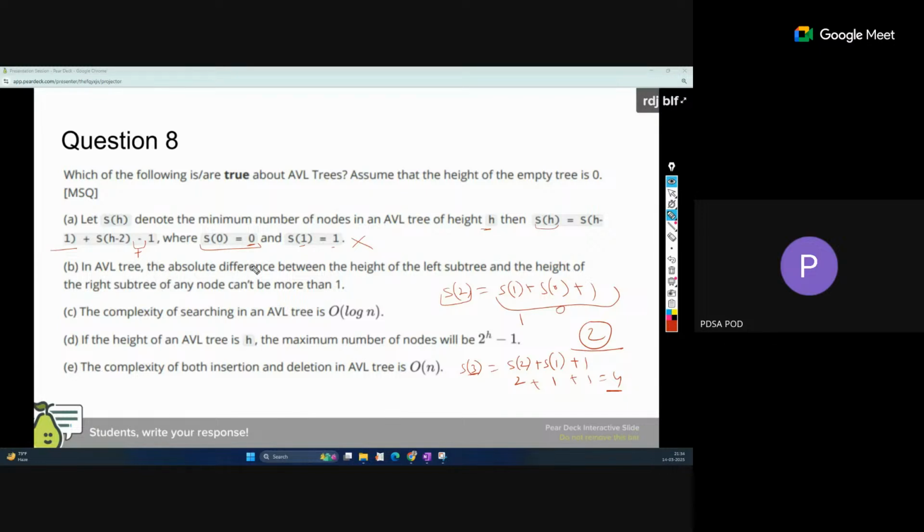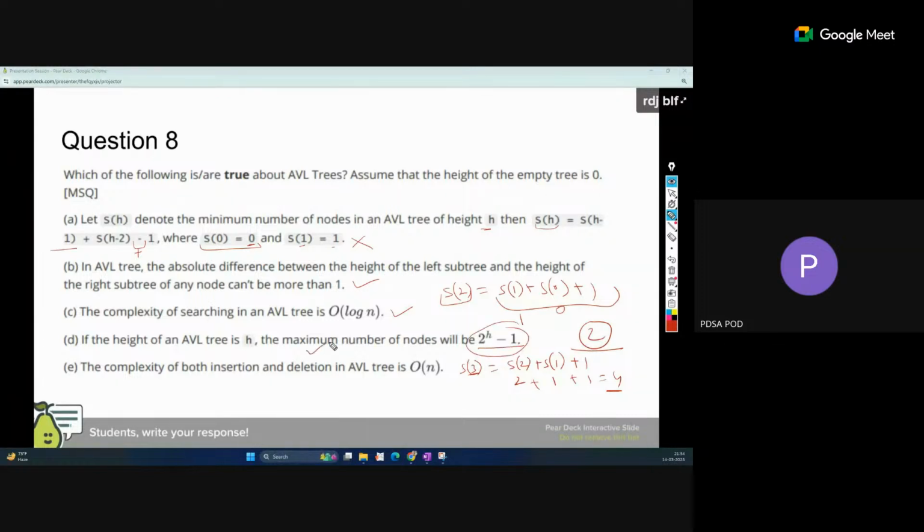In an AVL tree, the absolute difference between the height of the left subtree and the height of the right subtree of any node can't be more than 1. Yes, this is correct. This is the balance factor formula. The complexity of searching in an AVL tree is log n. This is also correct because we maintain the balanced tree, so after balancing we get log n time. If the height of the AVL tree is h, the maximum number of nodes will be 2^h minus 1. So this is also correct.